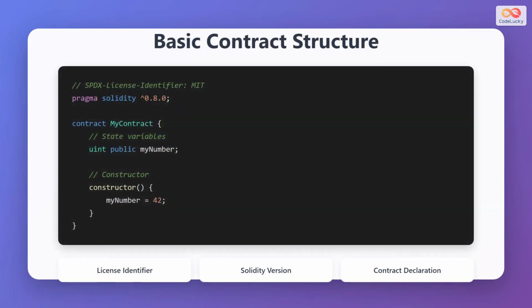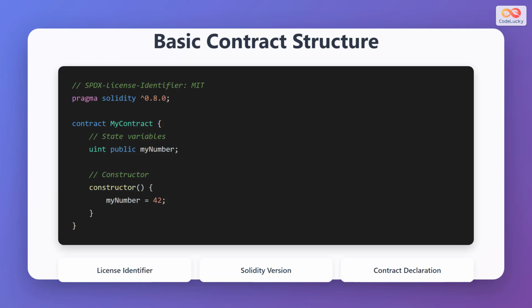Every Solidity smart contract follows a basic structure. At the top, you'll find the SPDX license identifier, which specifies the license under which the code is released. The pragma statement declares the Solidity version that the code is compatible with. The contract declaration defines the name and scope of your smart contract.